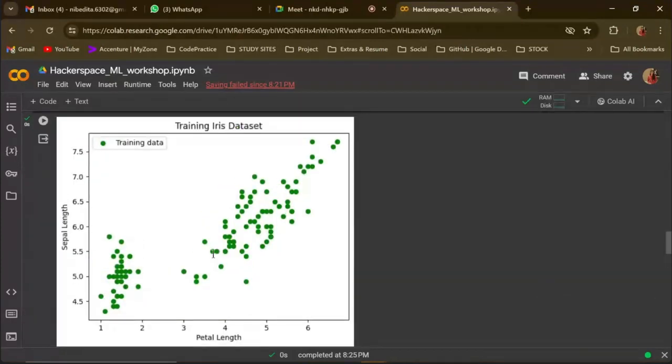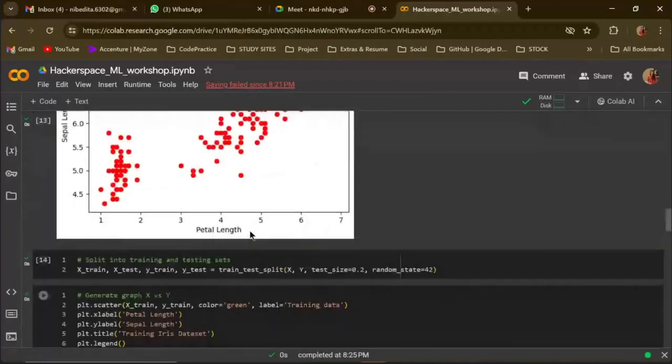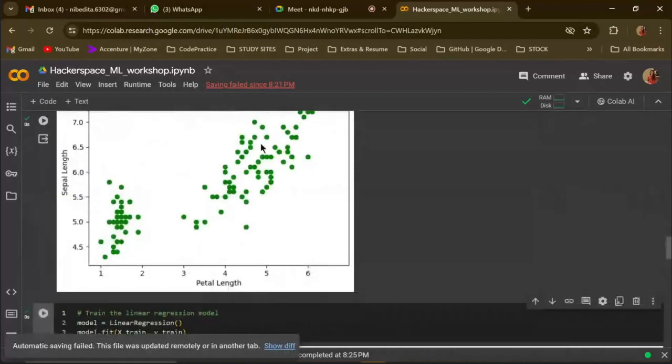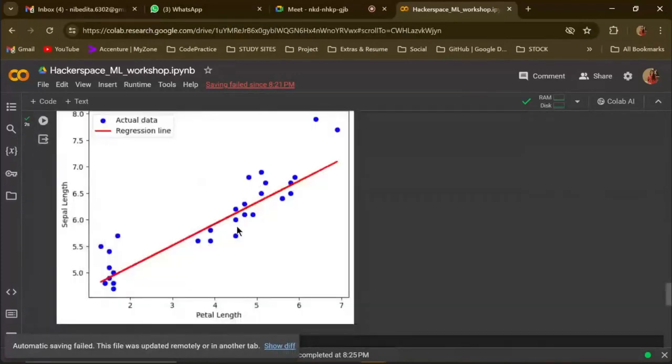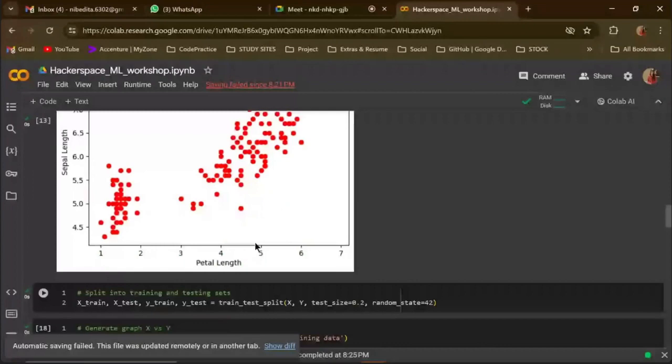So this is the training data. If you see carefully, some data from here are missing in the training data. Why? Because these data are divided into the testing data. So if I include the testing data and the training data, I will get the original data. Is it clear?